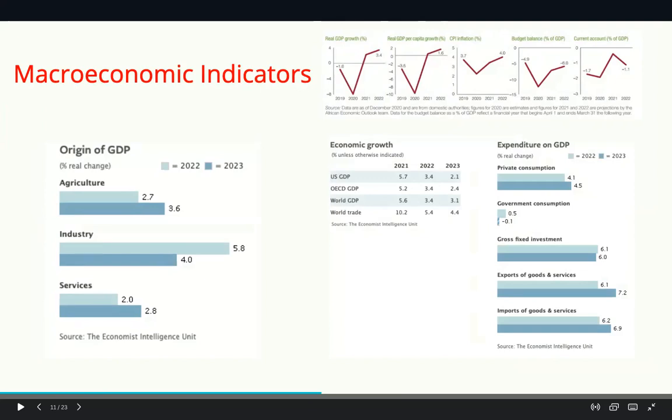And here, as you can see on the slides, are the macroeconomic indicators, where on the left we see the origin of the GDP in percent, and we can see how agriculture and services have increased their percentage towards the GDP. However, industry has suffered a huge backlash, going from 5.8 to 4. And on the top, we can see how the economic indicators of GDP seem quite positive.